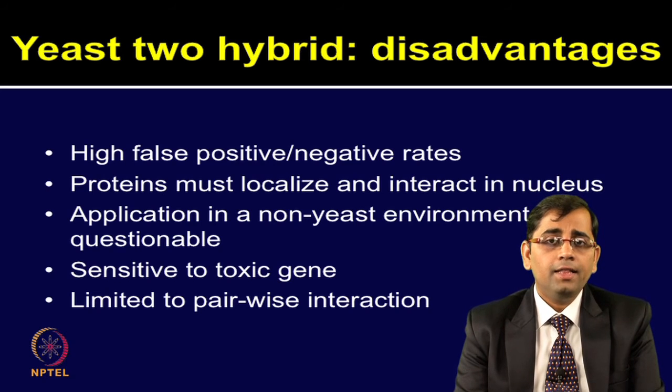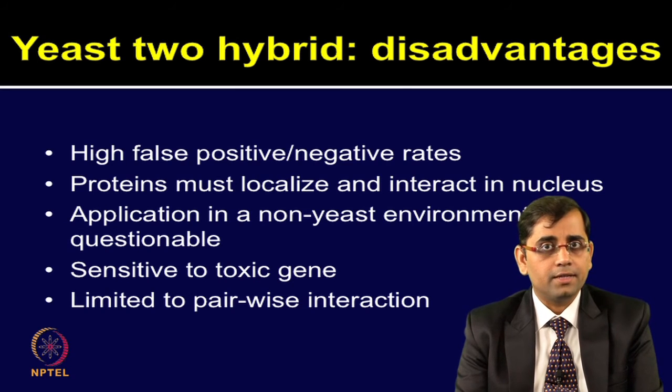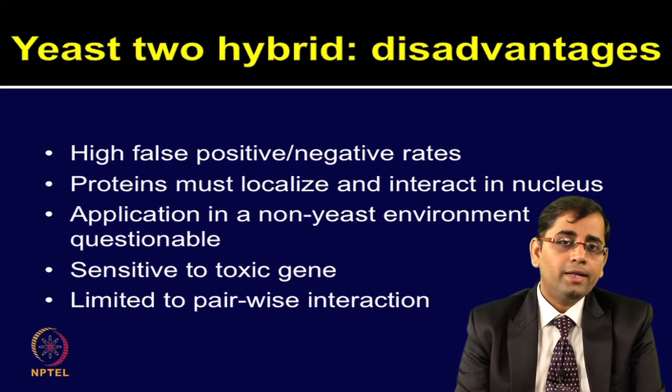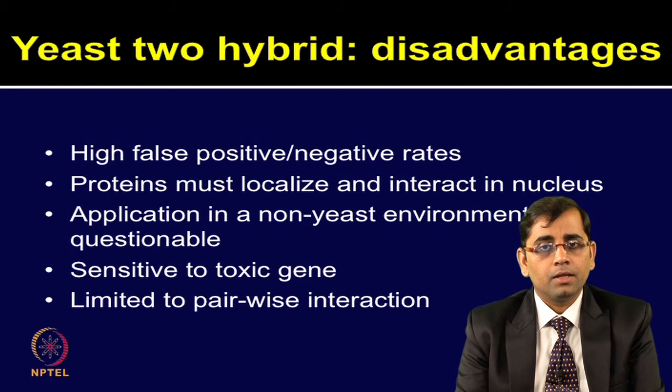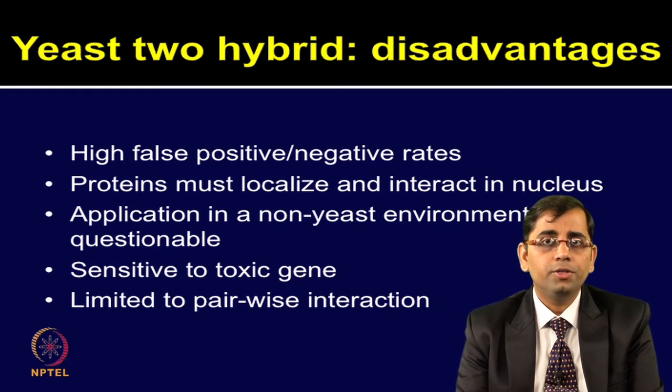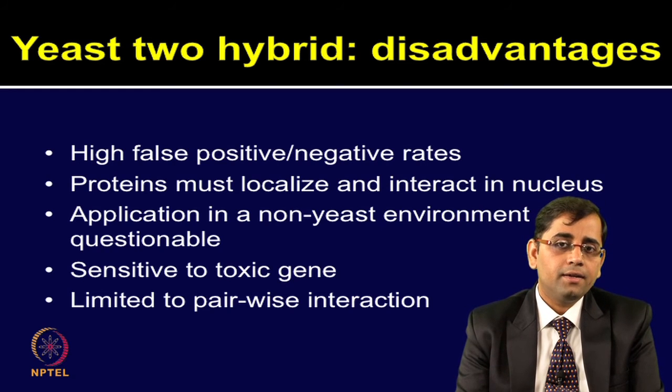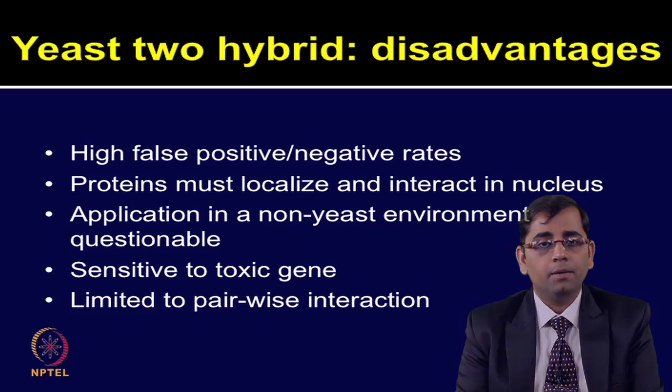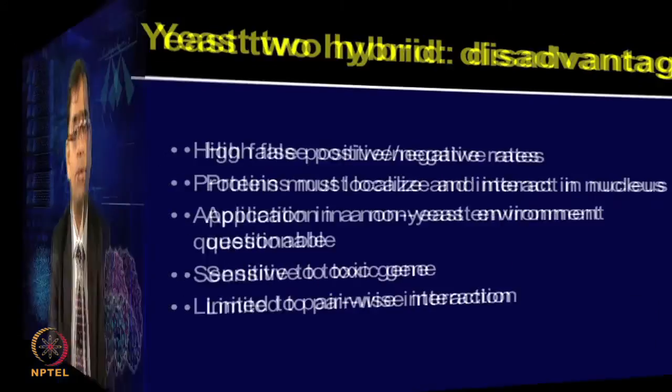Protein folding, as in mammalian systems, is not guaranteed, considering the background is that of yeast. The system is also quite sensitive to toxic genes. Finally, it is limited to pairwise interactions. If you have a fair idea about the molecules which are potentially interacting, then you can use a pairwise study by using yeast two-hybrid. If you just want to generate a list of potential interactors, one can quickly use yeast two-hybrid to screen various clone libraries.